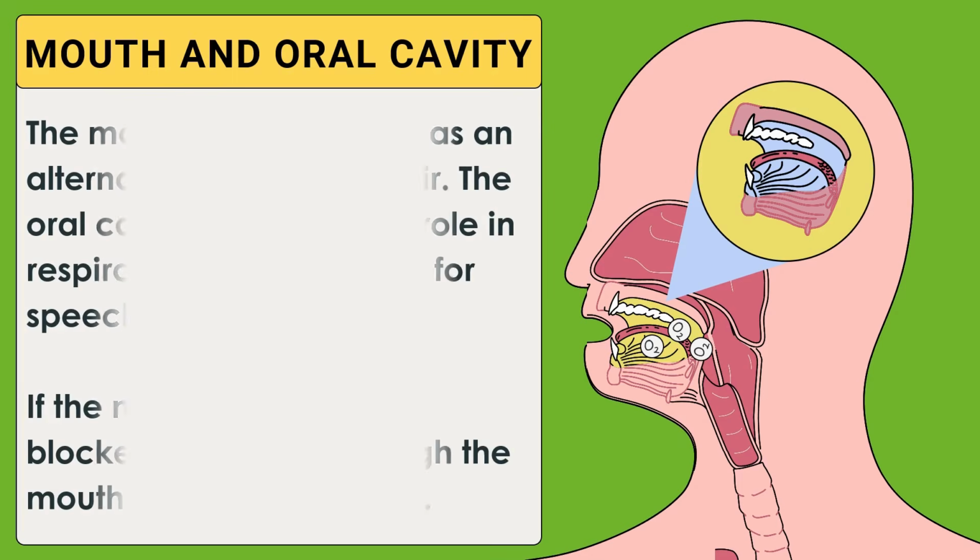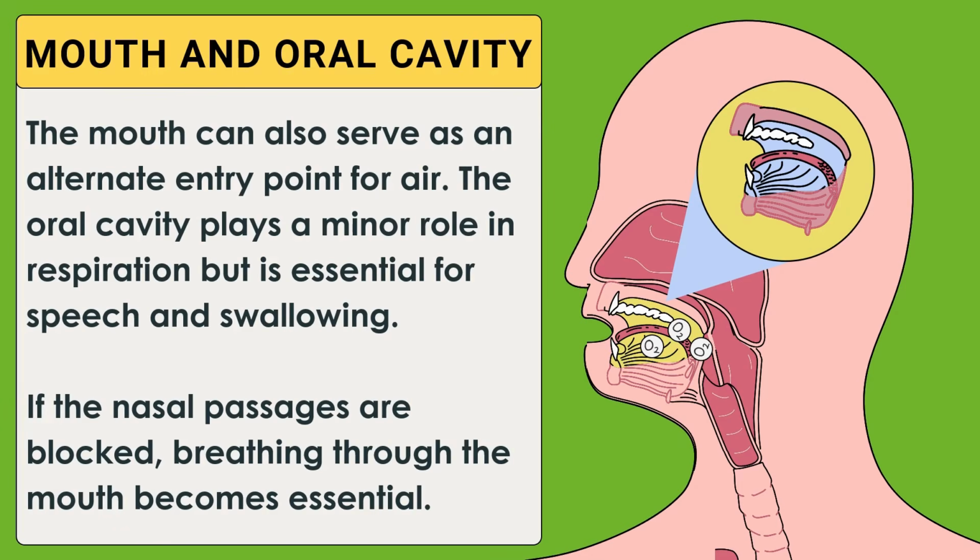Mouth and oral cavity. The mouth can also serve as an alternate entry point for air. The oral cavity plays a minor role in respiration but is essential for speech and swallowing. If the nasal passages are blocked, breathing through the mouth becomes essential.